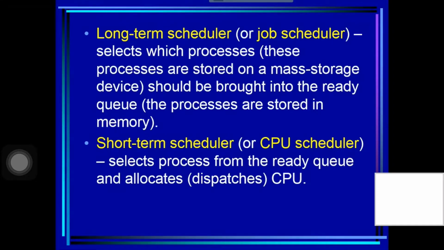This is the long-term scheduler. And as for the short-term scheduler, we also call it the CPU scheduler. It selects a process from the ready queue and allocates, or we also say dispatches, the CPU. So you must know, the short-term scheduler selects processes in main memory from the ready queue. Okay, it's different from the long-term scheduler.